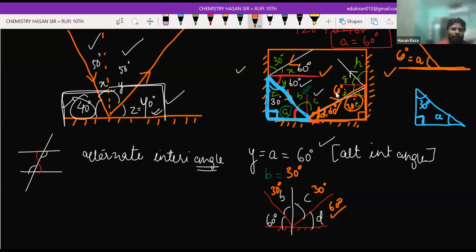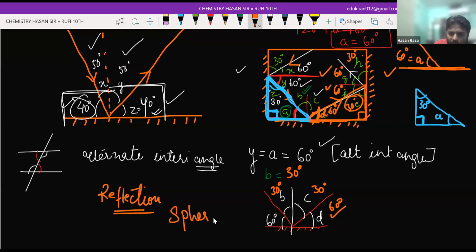So what will be the value of F? That is 60 degree, and the value of G is 60 degree, and the value of H will be 30 degree. Yes or no? Yes. Okay. So this is the concept of reflection of light, and since it is a trial class, I will see you in the next class, in which we will talk about spherical mirrors.